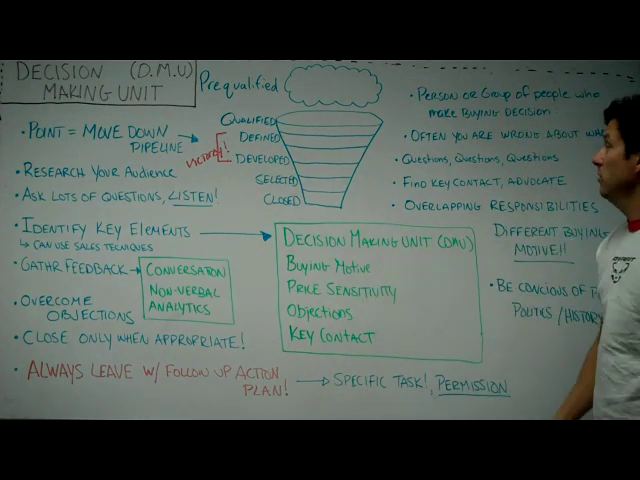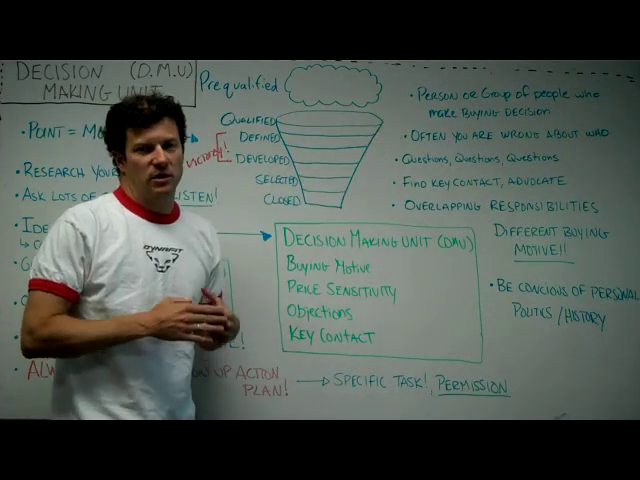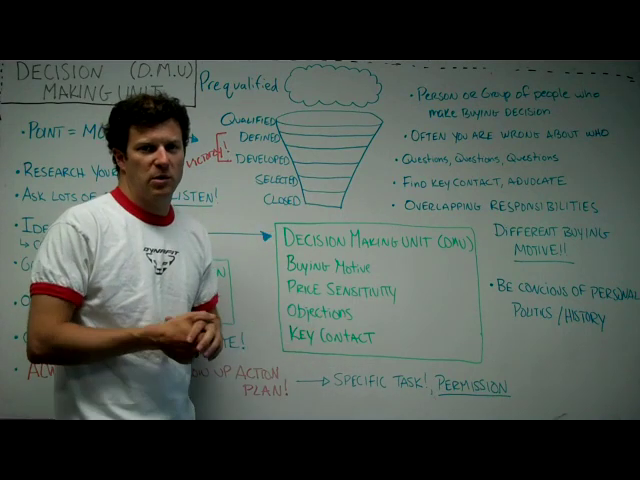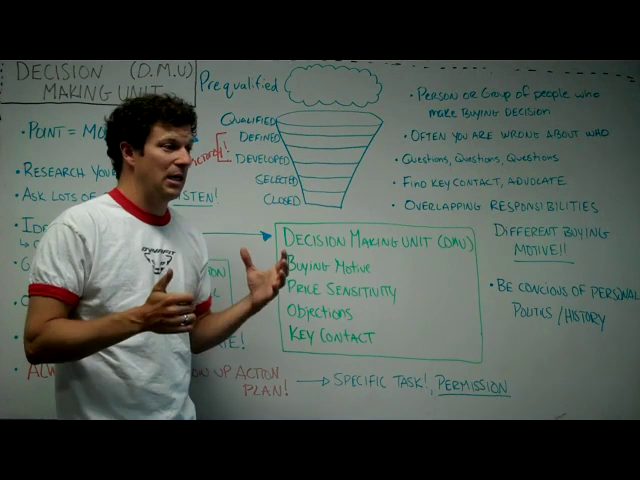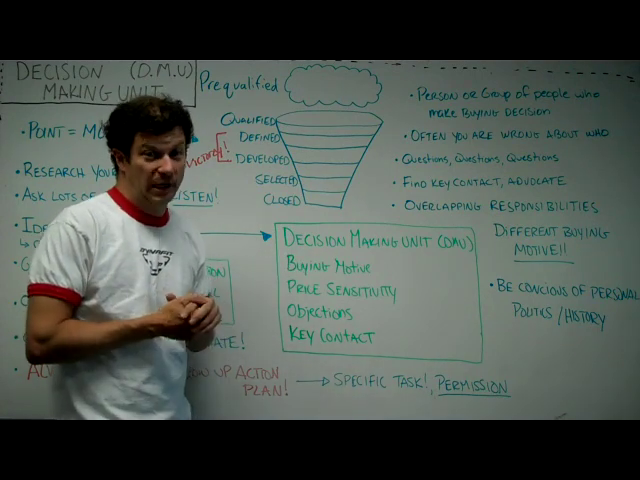The decision-making unit is the person or the group of people who make the buying decision. The reason it's called the decision-making unit is because it's not always one person. It can be a number of people. It can be a committee. It can be folks that aren't even associated with the company or with your target.